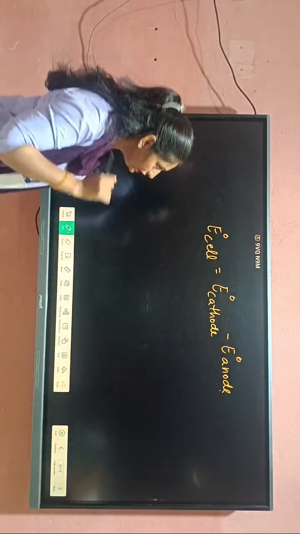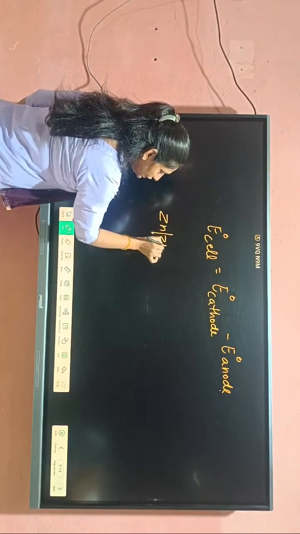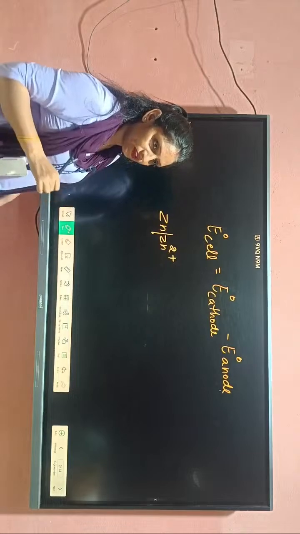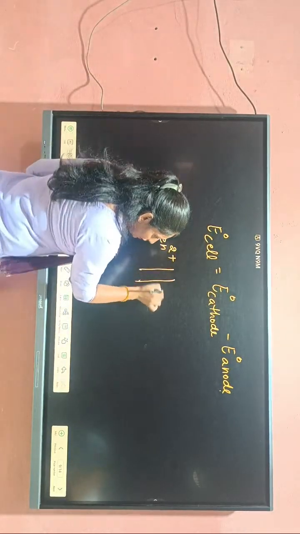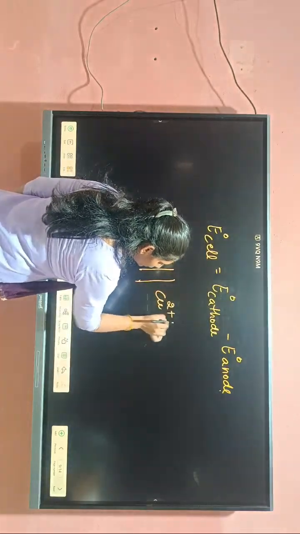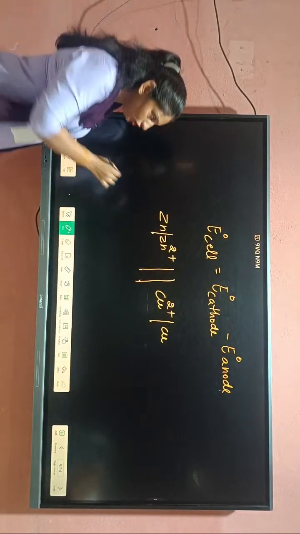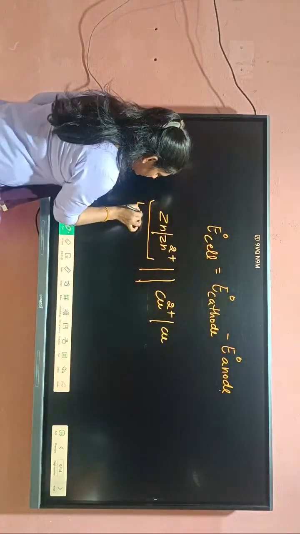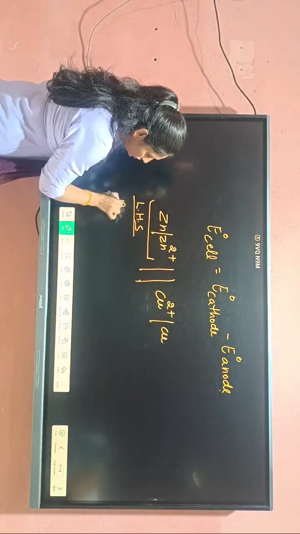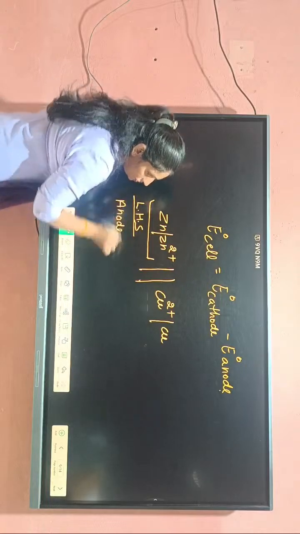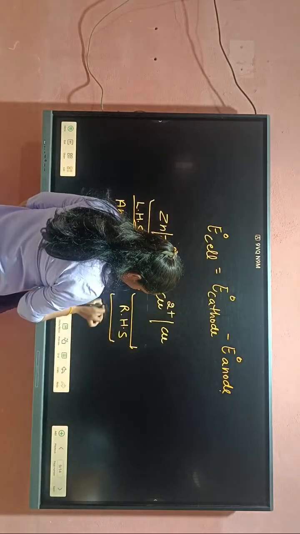So students, in the cell, zinc is converting into Zn2+. And here, try to understand, copper ion is converting into copper. You know very well, this one is the left hand side, and this one is the anode. And students, this one is the right hand side, and this one is known as the cathode.